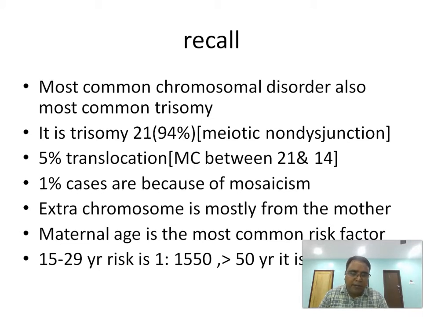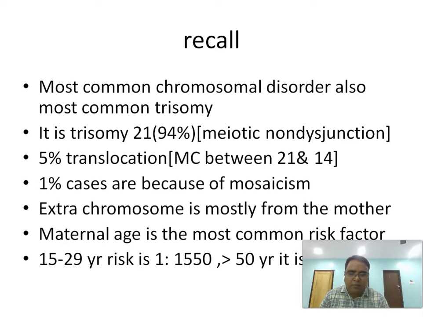In 94% of cases, the pathogenetic mechanism is meiotic non-disjunction. In 5% of cases, it is because of translocation. Translocation can occur between many chromosomes, but the most common is between chromosome number 21 and 14. In 1% of cases, Down syndrome can occur because of mosaicism. The extra chromosome is mostly from the mother.